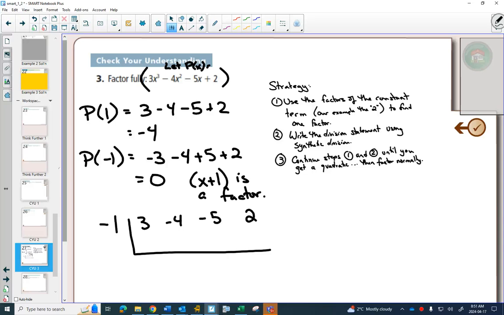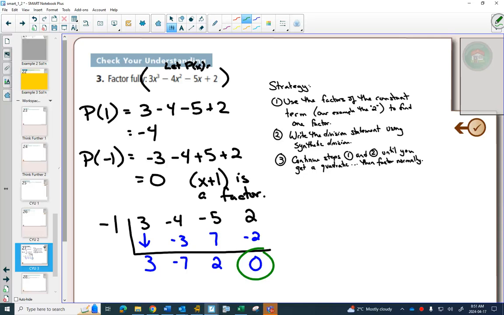If p of -1 made it 0, then x plus 1 is the factor. And if you're dividing by x plus 1, well, then we put the -1 into synthetic division. Then we bring our number down, 3, multiply and add, multiply and add, multiply and add. And this is the confirmation or the double check that we did it right. We should get that remainder to be 0.